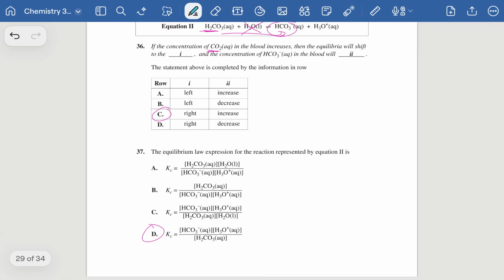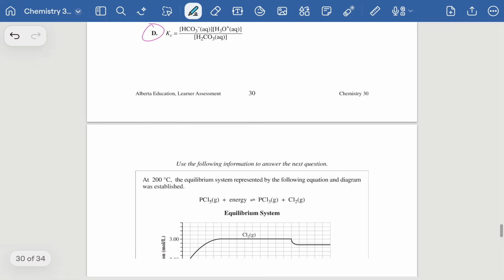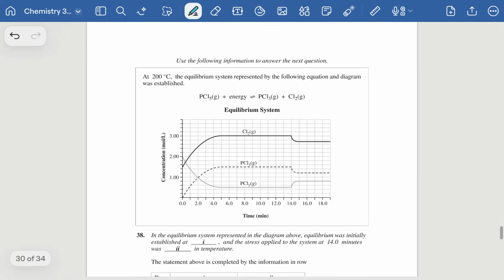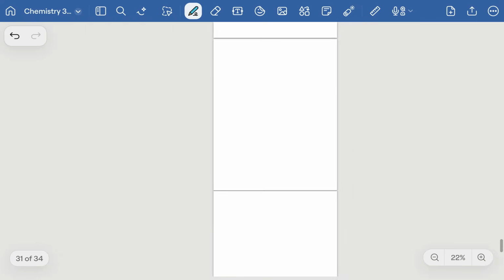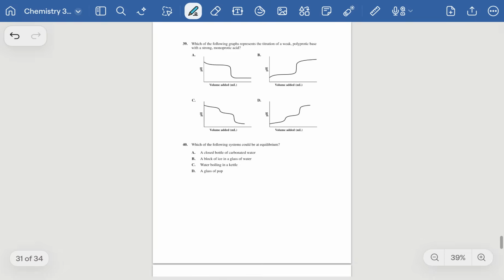Number 38. 38, we have a graph. Again, I feel like this is a common graph that we see in a lot of tests.